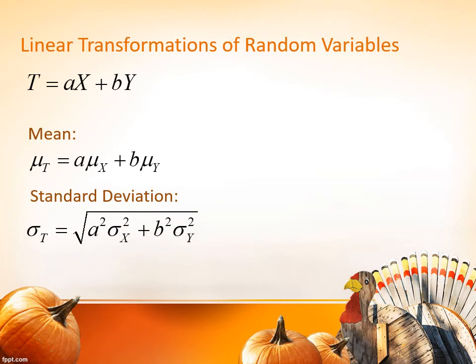So if you'll notice this, it's a squared times the standard deviation of x squared, so times the variance, plus b squared times the variance. So what's happening here? What's happening here is we're multiplying the constant by the standard deviation, and then we're squaring it to get the variance. So you multiply the standard deviation, but then you have to square to get the variance. That won't tell us standard deviation, just variance, so then we're going to have to take the square root.